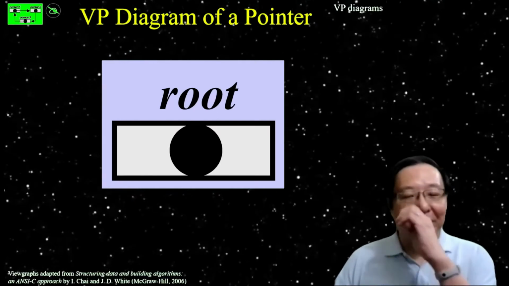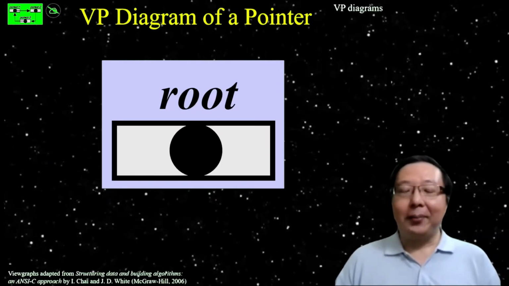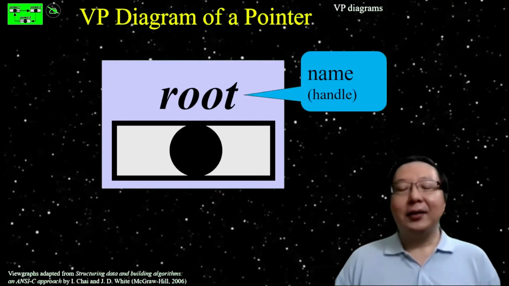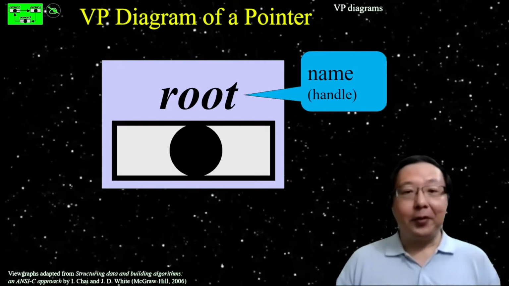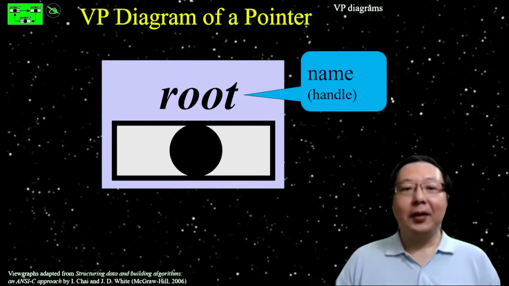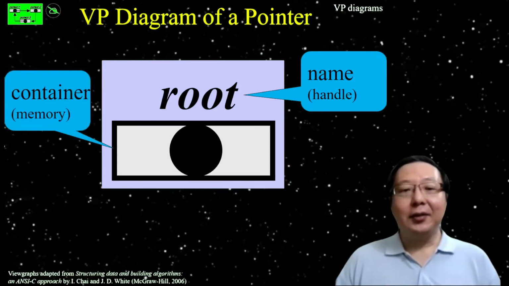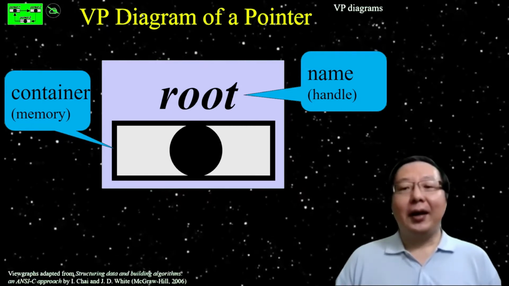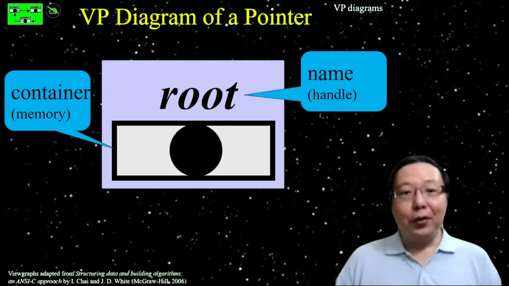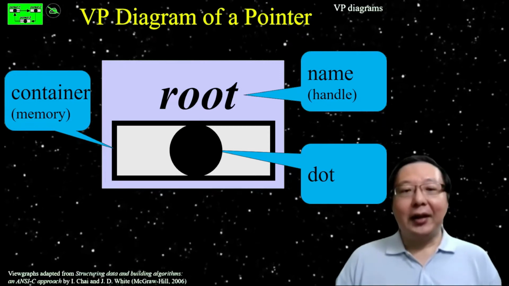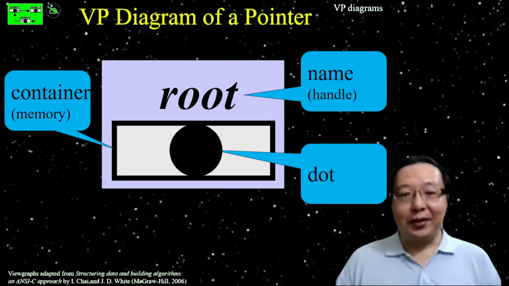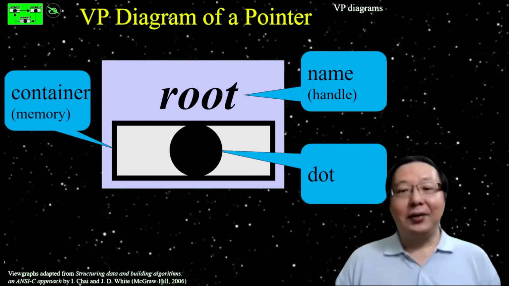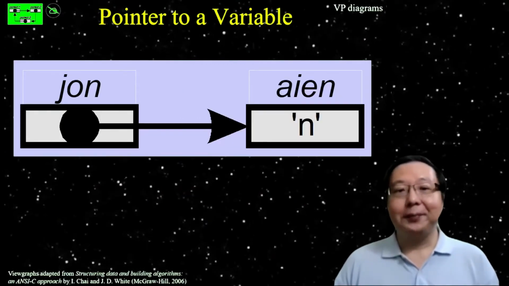And here is how we draw the variable pointer diagram for a pointer. Just like in the variable pointer diagram for a variable, we have a name, and then we have a container, which we draw as a box. But instead of writing in the value, we draw a dot. And this dot will be connected later to an arrow to show where this pointer is pointing.